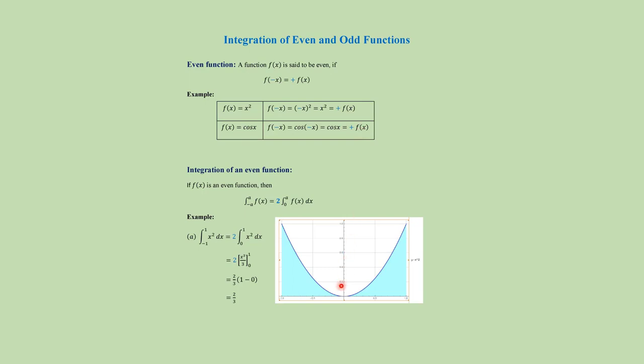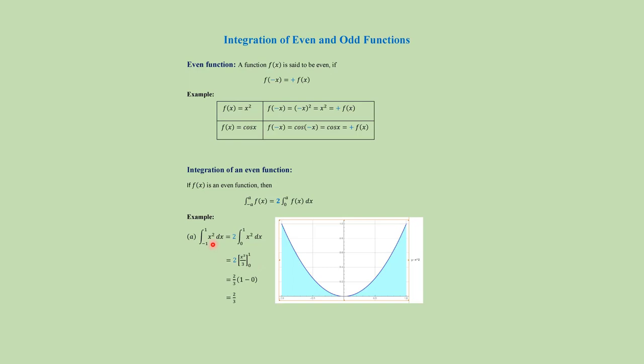This is a graph of an even function, and an even function is always symmetric about the y-axis. That is, if we rotate the graph of the positive x-axis part about the y-axis, then you will get the graph of the negative x-axis part. To integrate an even function, we can write the limit negative a to positive a as 2 times 0 to a, because if we evaluate the area from 0 to a first and then multiply this area by 2, then we will get the whole area.